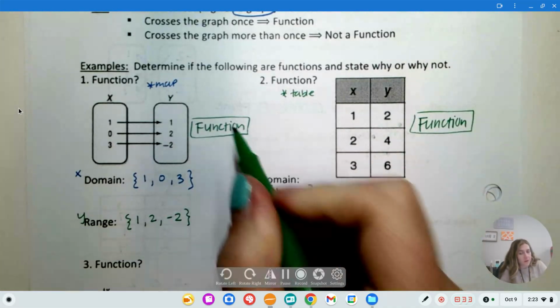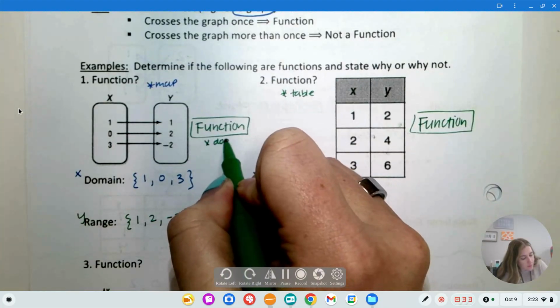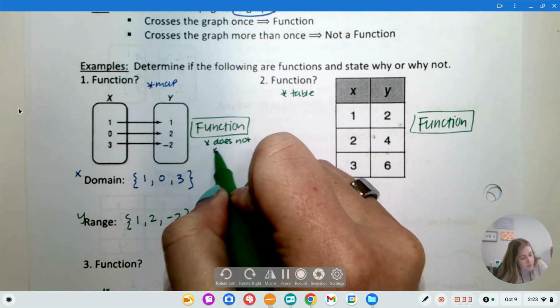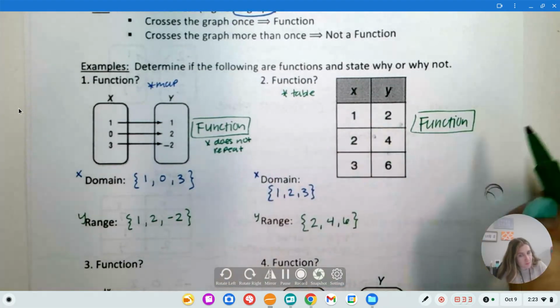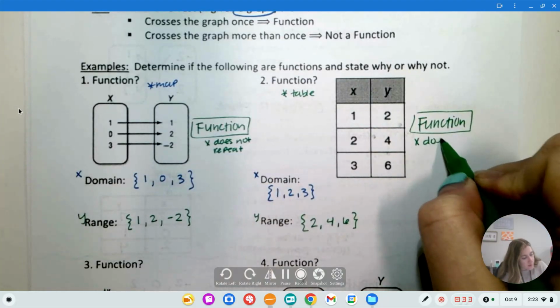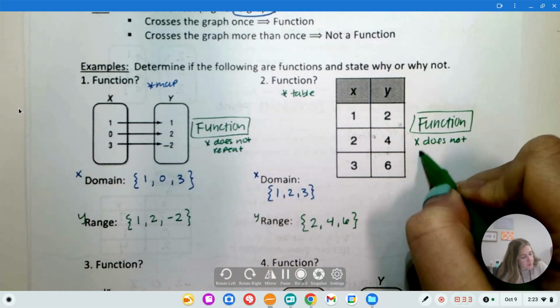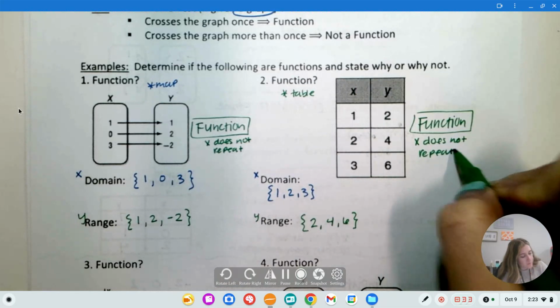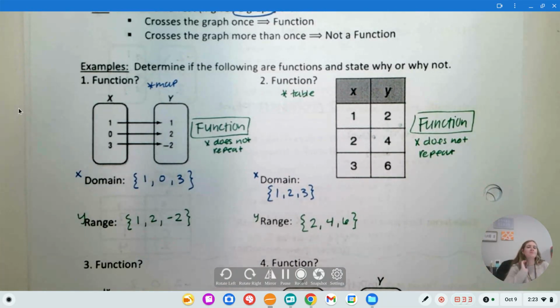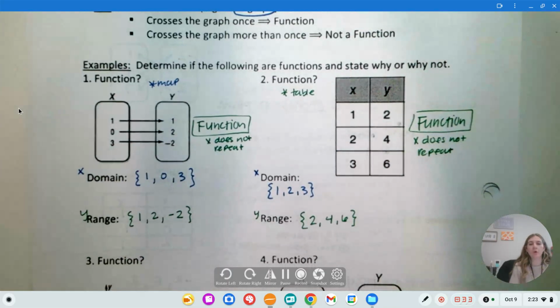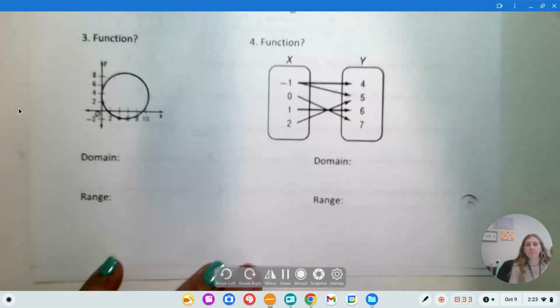So if you want to write a little note here, x does not repeat. This is true for both of these questions. X does not repeat. So map and table. Now I'm going to skip number 3 for right now. Let's do 4 because we know what this picture looks like.